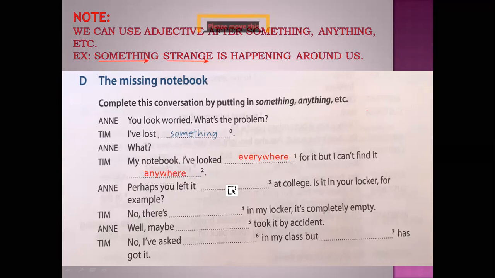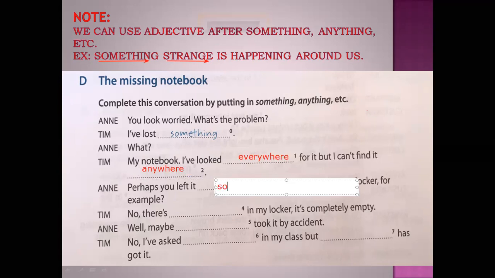Next one. Perhaps you left it at college. What do you think? Somewhere. Somewhere, exactly. This is a good idea. Let me type it for you. Perhaps you left it somewhere. Why do you think that is, Mariam?